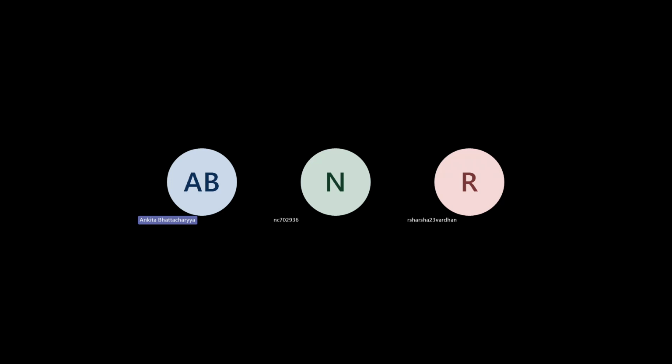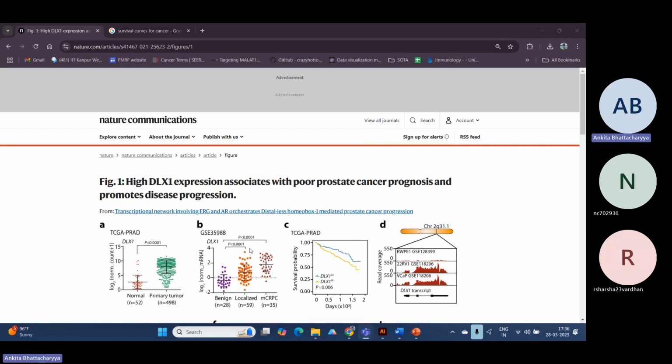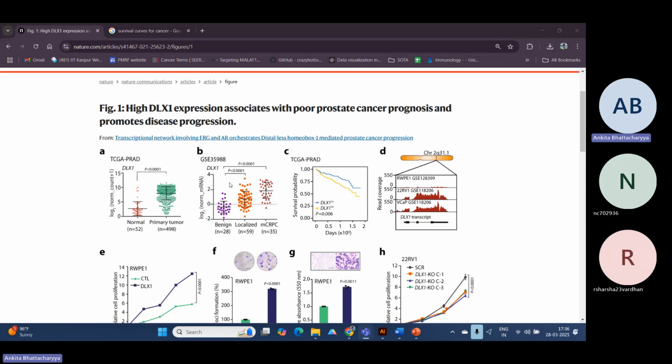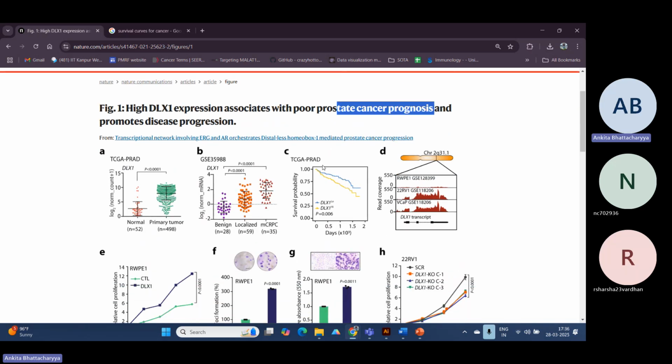Let me just share my screen quickly. What I'm showing you right now is a paper from my lab. You don't have to focus on other things, but basically what they have tried to show in this paper is that the high expression of this particular gene leads to very poor prognosis of patients, and it has a huge role to play in disease progression. Basically, it helps in the formation and progression of the cancer.